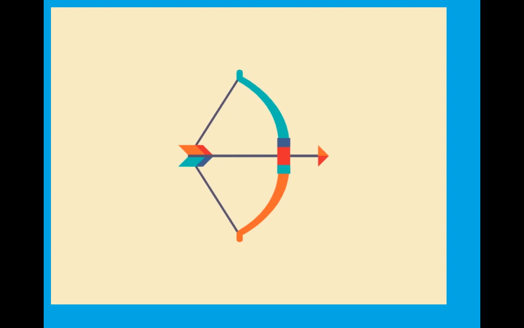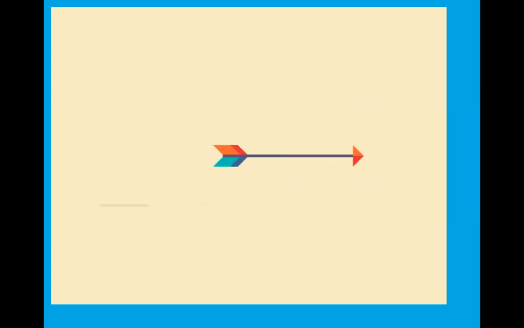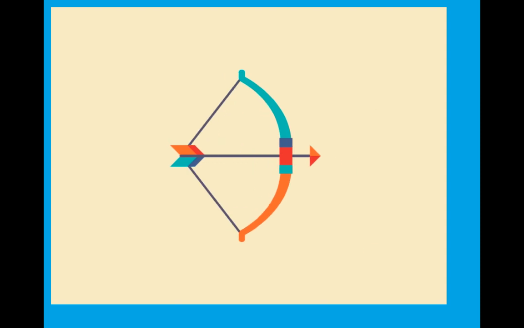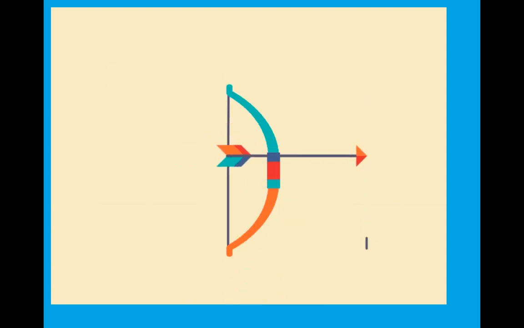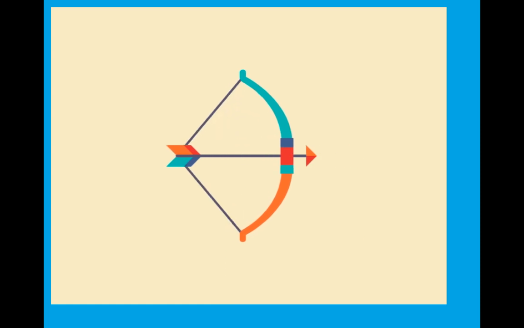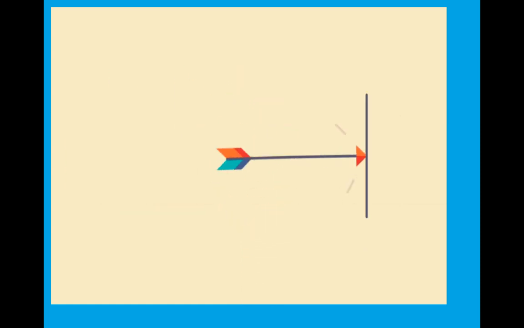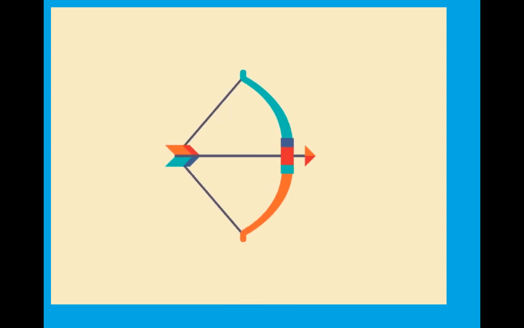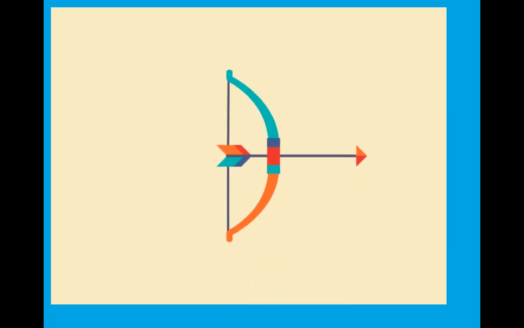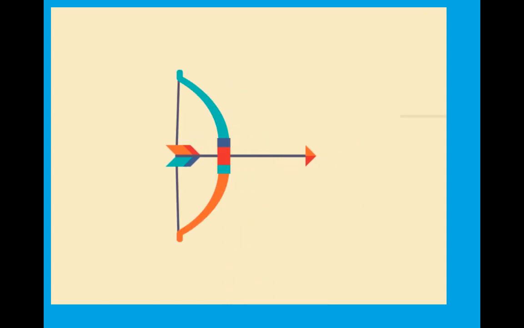Another classic example would be a bow and arrow or a slingshot. Okay, so by pulling back the bow, you're storing elastic potential energy. That elastic potential energy is then converted to kinetic energy. Okay, so we can model elastic potential energy with an equation.